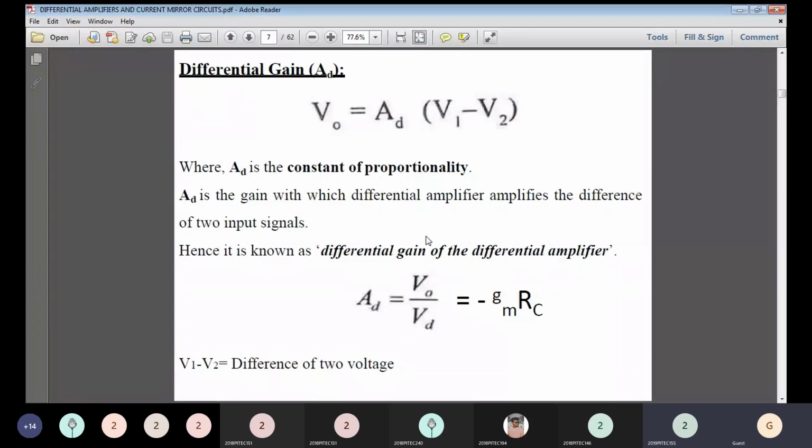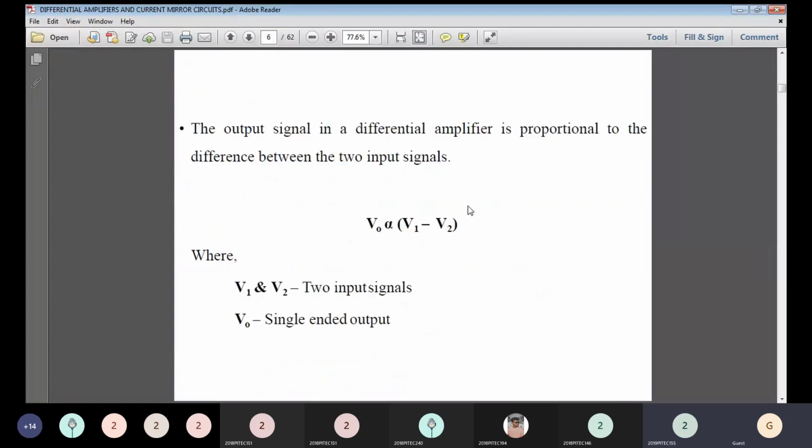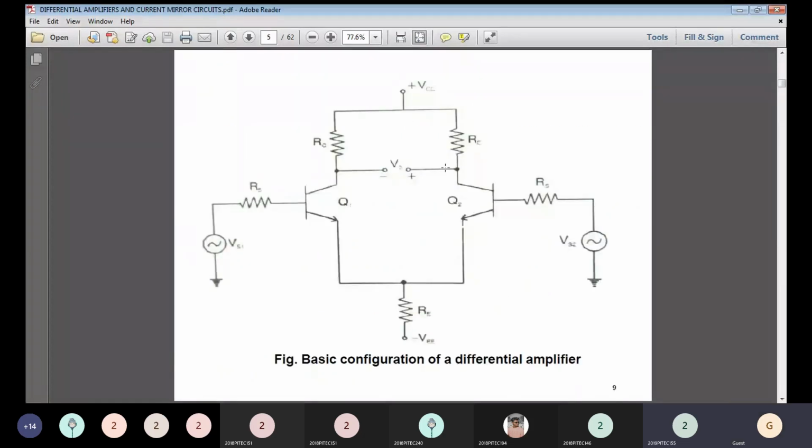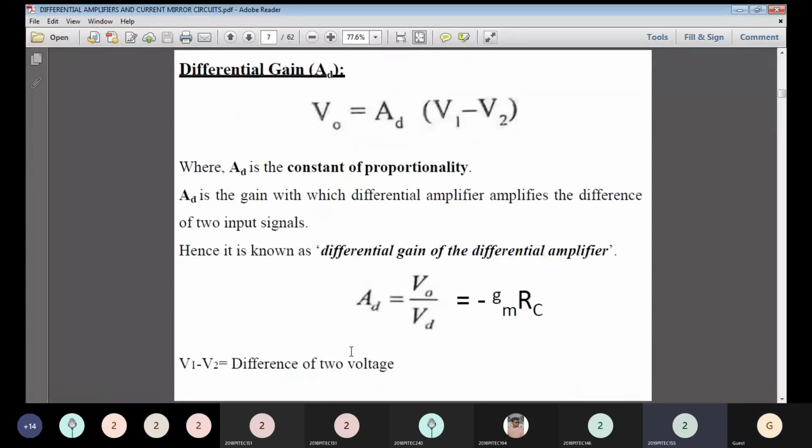Gain is nothing but output divided by input. So what is your output? The output we are getting from the collectors, C1 and C2, of transistors Q1 and Q2. So the output is equal to the proportionality gain AD into V1 minus V2. So AD is equal to V0 divided by VD, where VD is the difference of the two voltages. We can simplify and write this as GM, the transconductance, into the resistance on the collector side, RC.